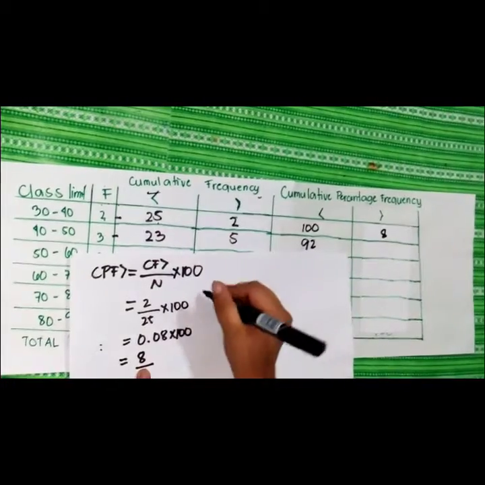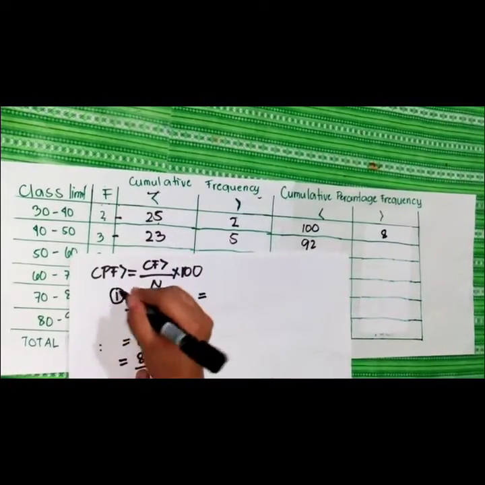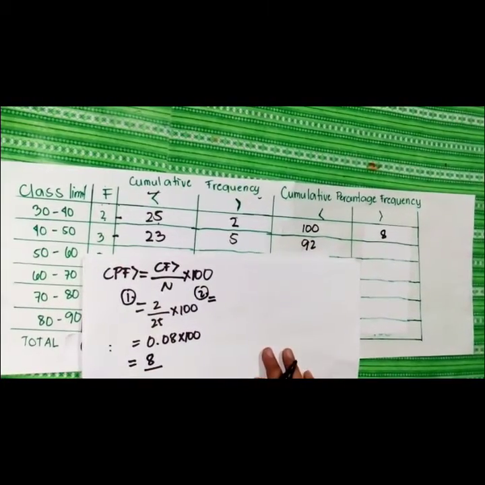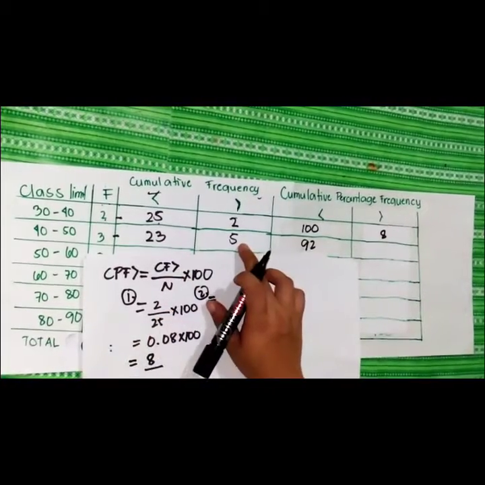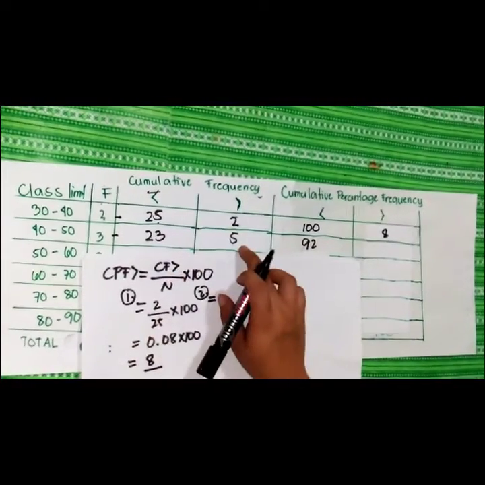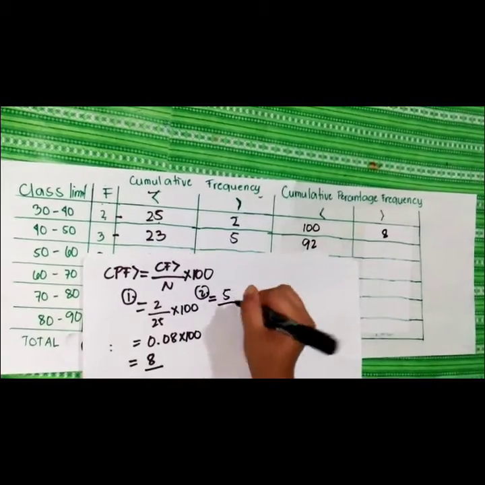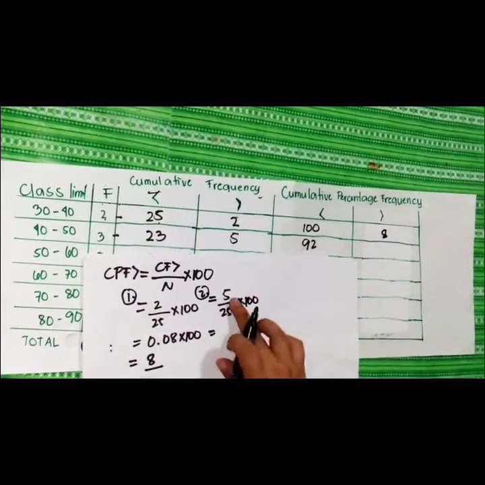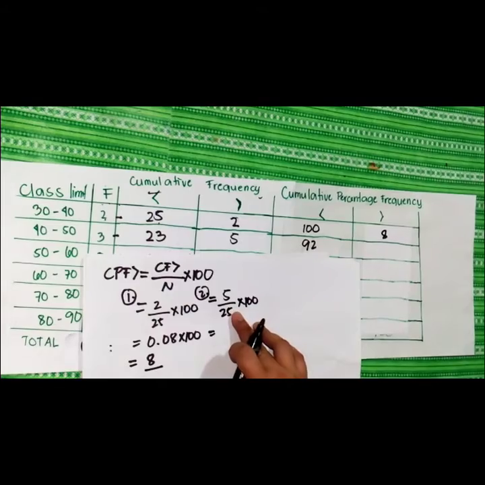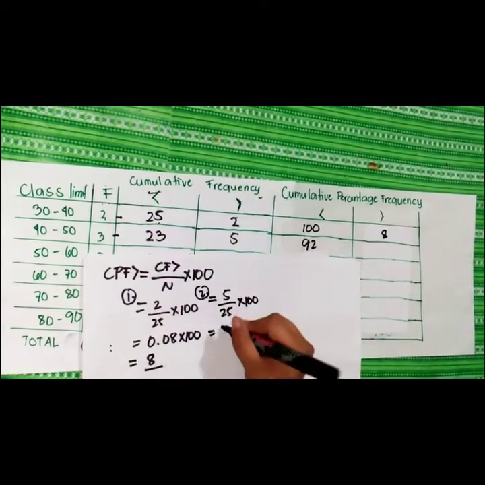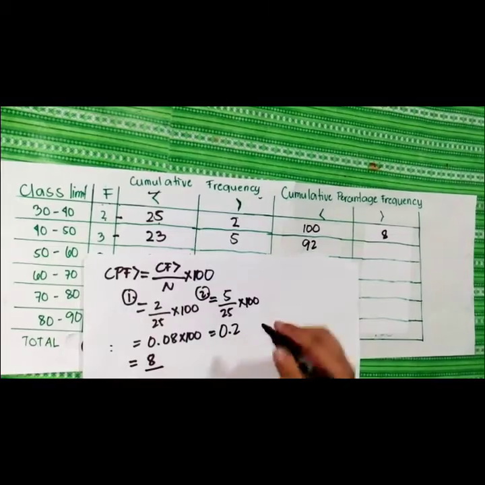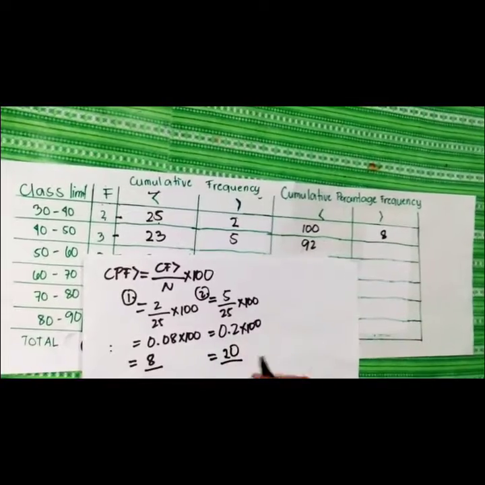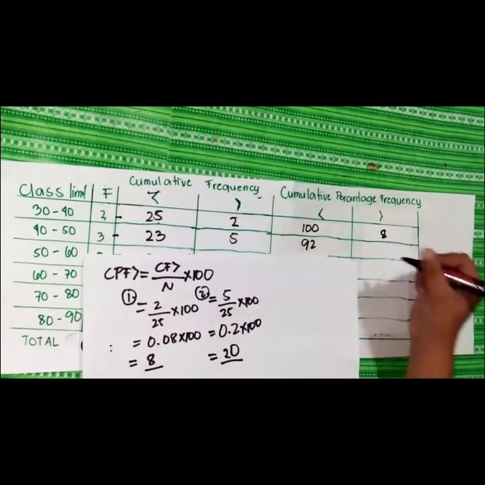So another example in the second row. So this is the first row and this is the second row. So in our second row, we have a cumulative frequency greater than of 5. So we are going to write 5 here. So we have a number of cases of 25 times 100. So 5 divided by the number of cases, 25, is equal to 0.2. And 0.2 times 100 is equal to 20. So this is our answer on the second row.